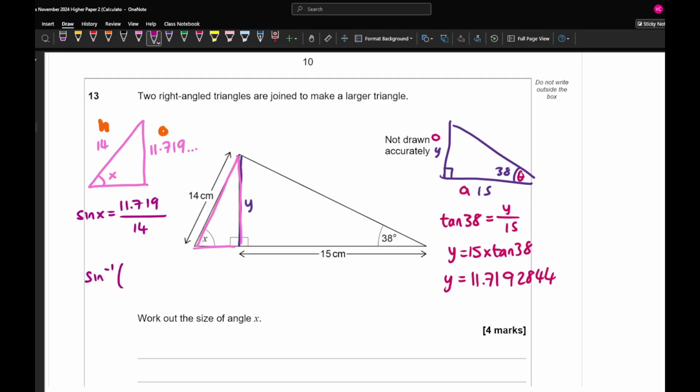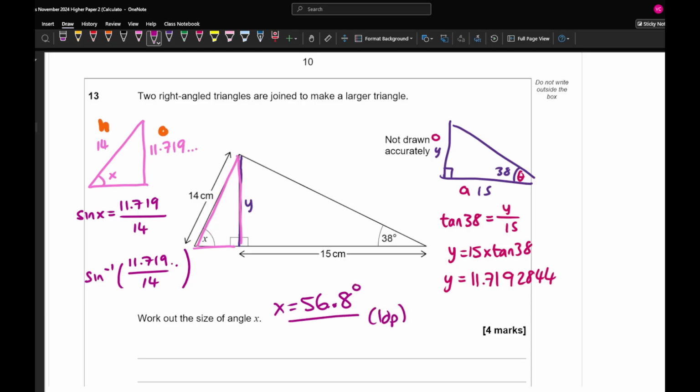Now in order to find out the angle, I need to use the inverse of sine. So I do the inverse sine of 11.719 over 14. If you've still got the 11.719 on your calculator, I would use that value. So you just do inverse sine and the fraction of your answer over 14. That gives me an answer of x equals 56.8, and that's to 1 decimal place.